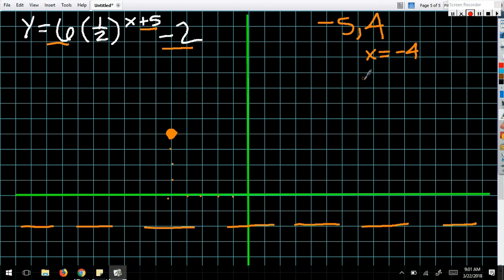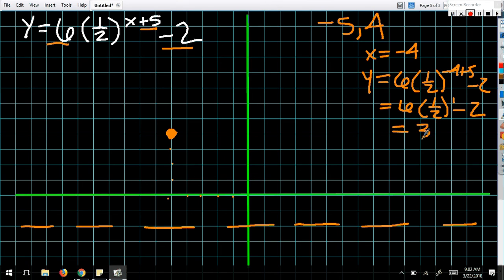-4. When you plugged in -4, 1/2 to the -4 plus 5 minus 2. 1/2 to the first power is 1/2. What's half of 6? 3 minus 2 is 1. So what are the coordinates of that point? -5, 1. Did everyone get that?